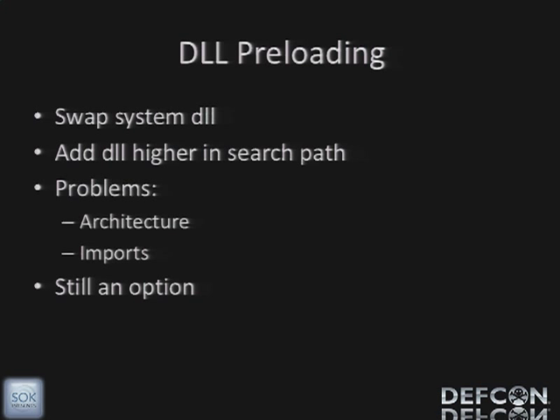So I'll just take a system DLL, which I know is going to be loaded up, and swap it with my own. That'll have my shellcode in it. That'll do whatever I want it to. Or maybe I could load it higher in the search path. Once again, you will have to watch for the architecture, but you can make x86 and x64 versions, so that is still an option. Another problem is with the imports.